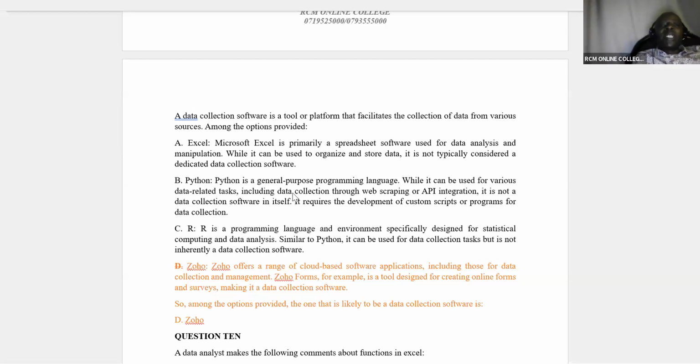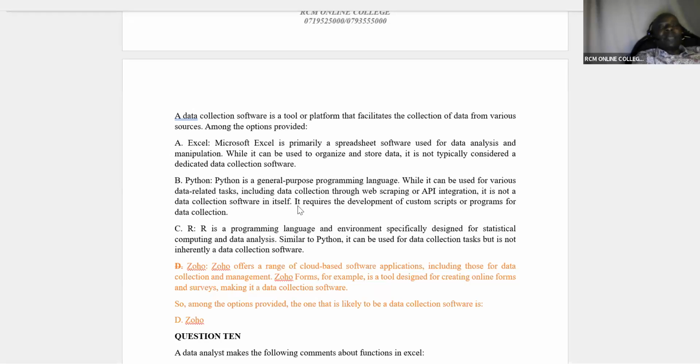Python is a general purpose programming language. While it can be used for various data-related tasks, including data collection through web scraping or API integration, it is not a data collection software in itself. It requires the development of custom scripts or programs for data collection. You must come up with a program, because, ladies and gentlemen, remember, Python is a coding language.